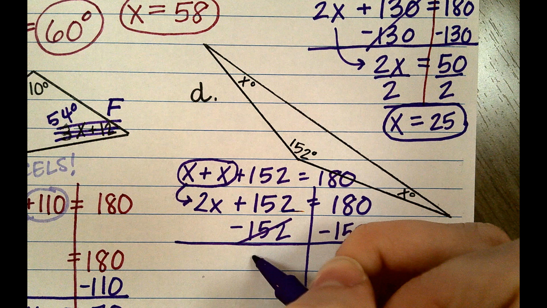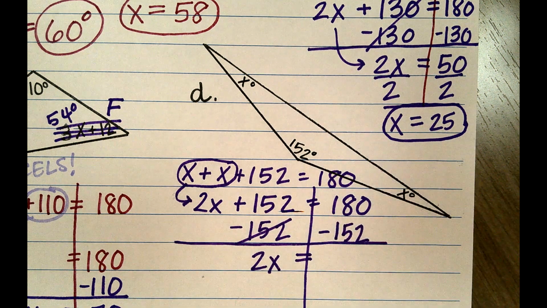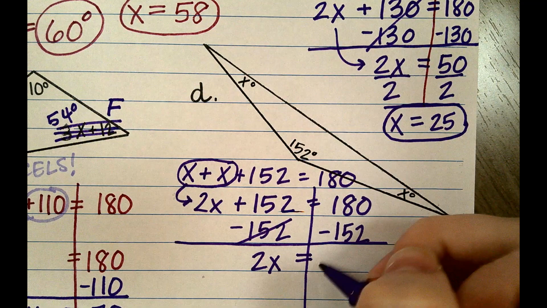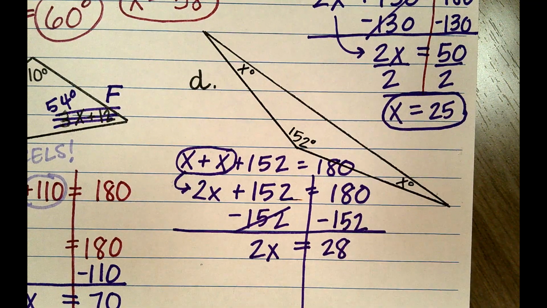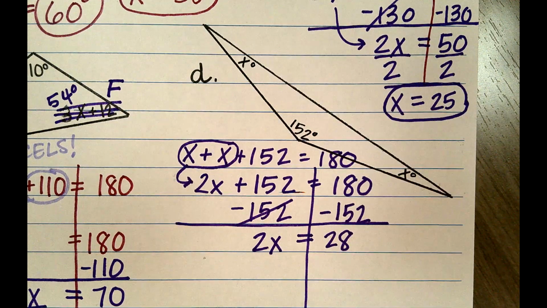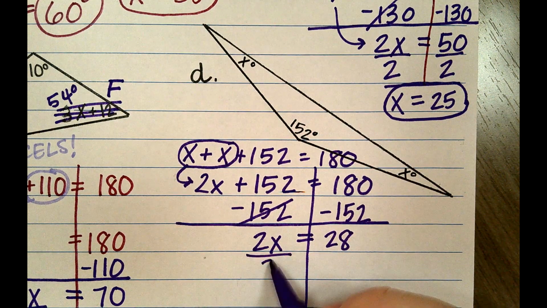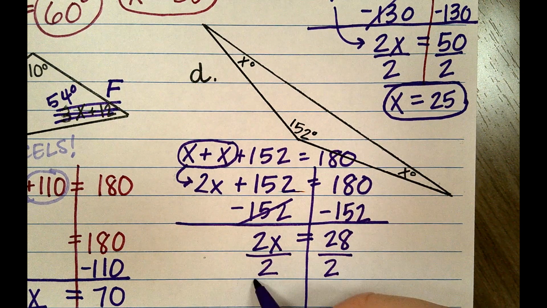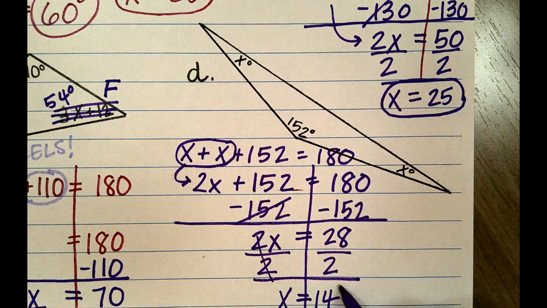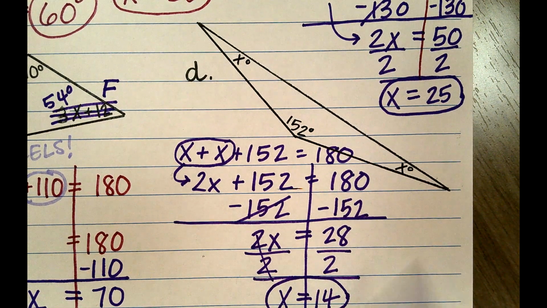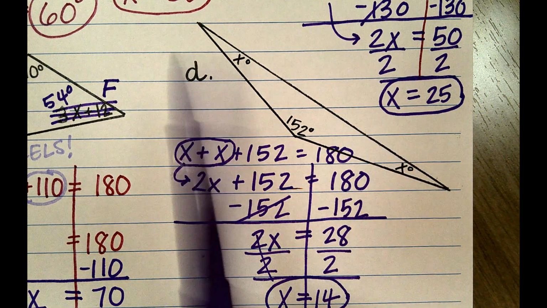Yes, minus 152 on both sides. Bring it down, 28. And then x equals 14. You divide by 2. Good. Divide by 2, x equals 14. There's nothing else to do, nowhere to plug it in, so your x is just 14. Both of these angles are labeled as x.